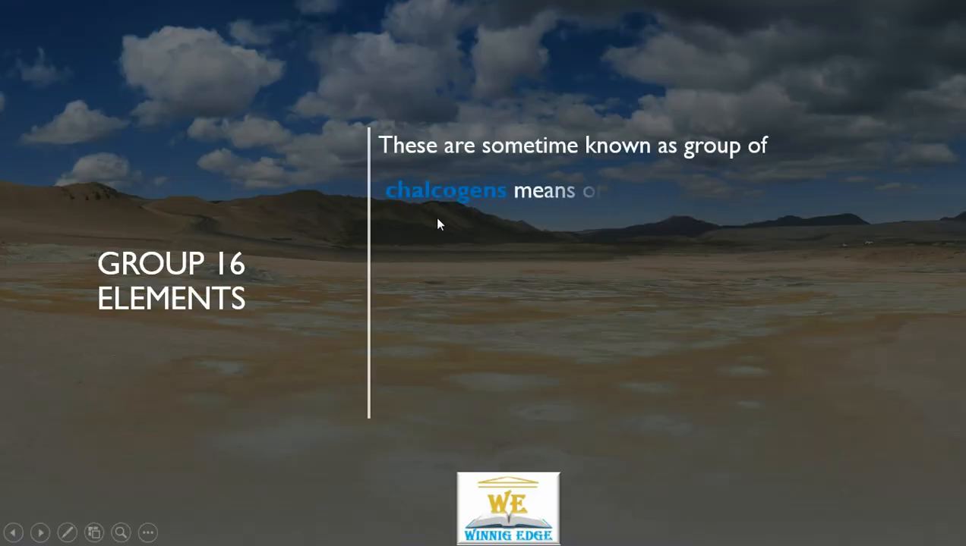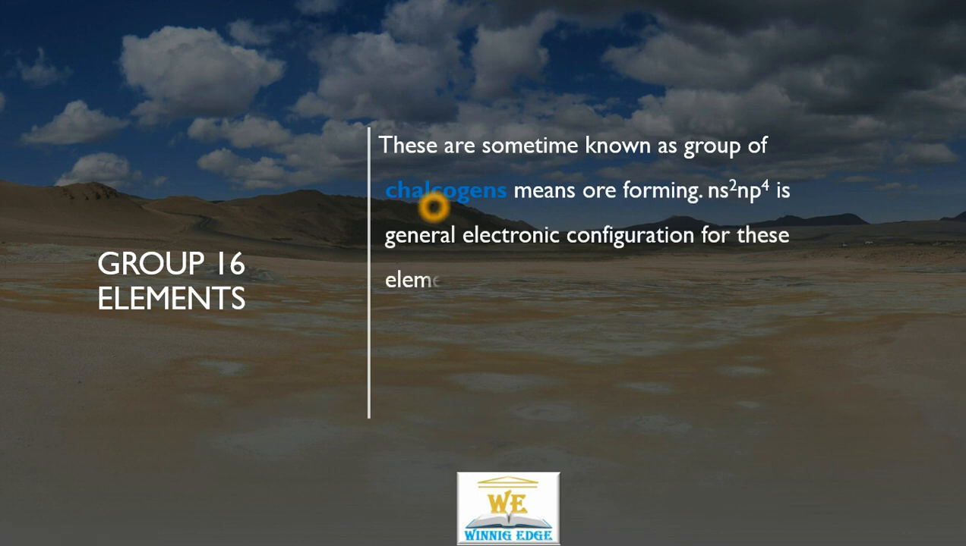Sometimes group 16 elements are known as chalcogens, which means ore forming. We call them this because many minerals exist in the Earth's crust as ores in the form of group 16 element compounds like sulfides, sulfates, oxides, even carbonates, having a major chunk of oxygen in them. That's why they are called chalcogens.